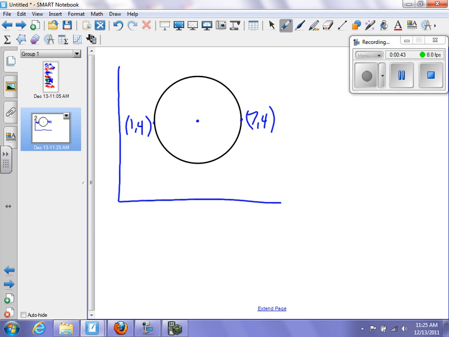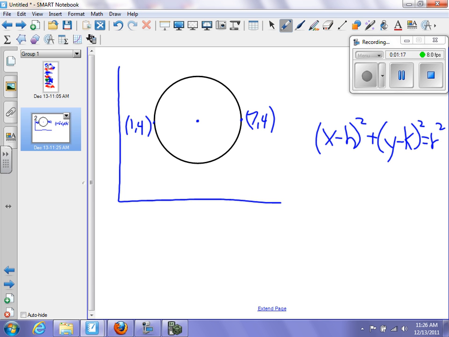Okay. So standard form of the equation of a circle. Let's look in the back there, or put it on your formula card. That would be x minus h squared plus y minus k squared equals r squared. Excellent. That's the standard form of the equation of a circle.